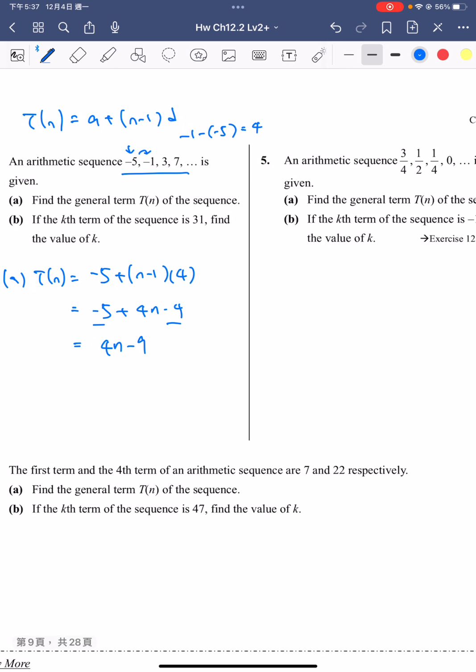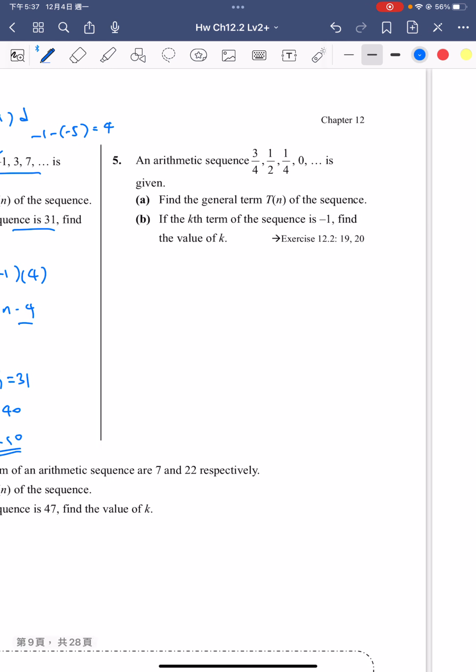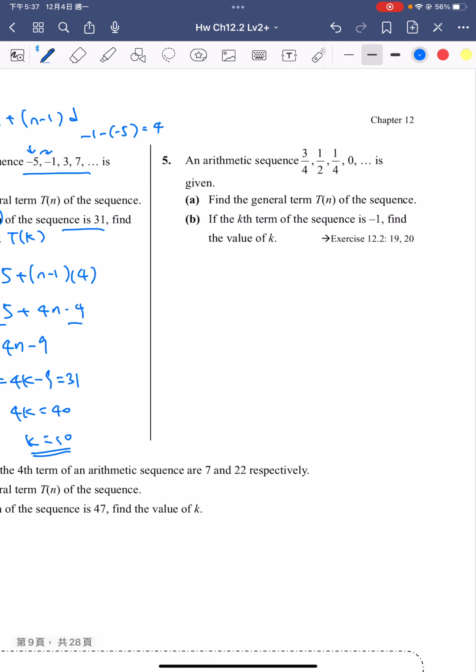So for part B, they're saying that if the kth term, so kth term we can write as tk, isn't it? So tk, just substitute this k to become n. So we have 4k minus 9, which is equal to 31. So now you can try to find out what is the value of k. So for part B, we have tk is just equal to 4k minus 9, and they're telling you it's equal to 31. So now we have this 4k equal to 40, then we have k is equal to 10.